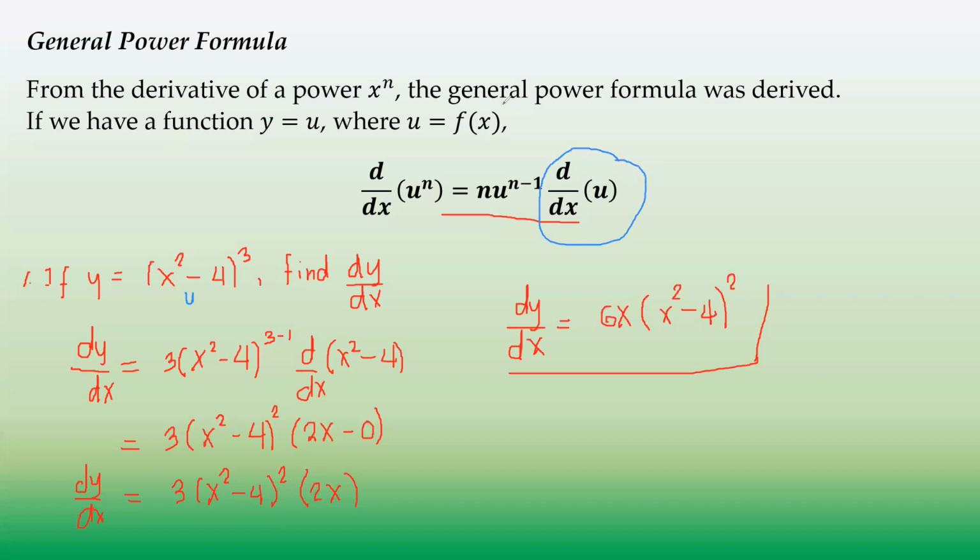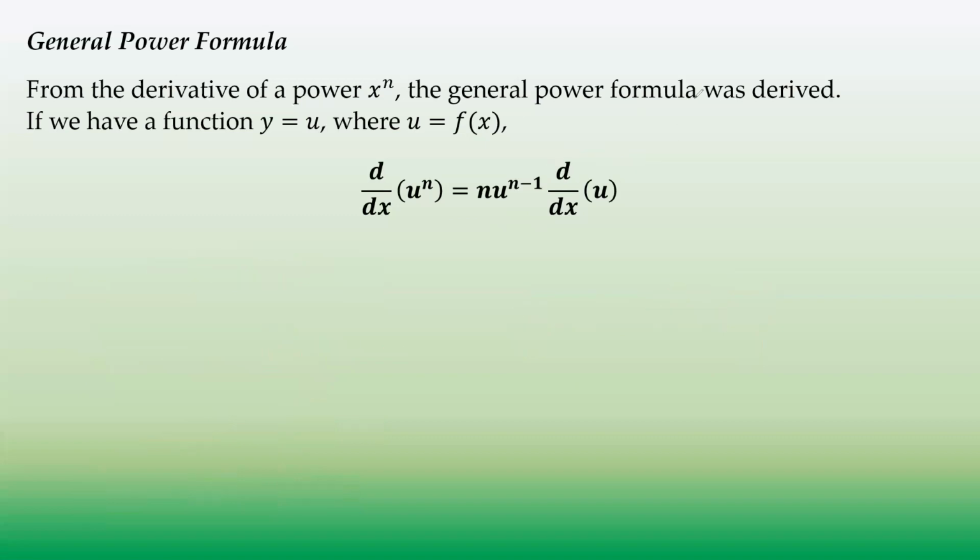Isa pa. Sample pa ulit tayo. For number 2, say we have s equals, let's say, square root of 9 minus, let's say, t squared. Okay, t squared. So we have s as function of t. Then we're going to find the derivative of s with respect to t, ds over dt.